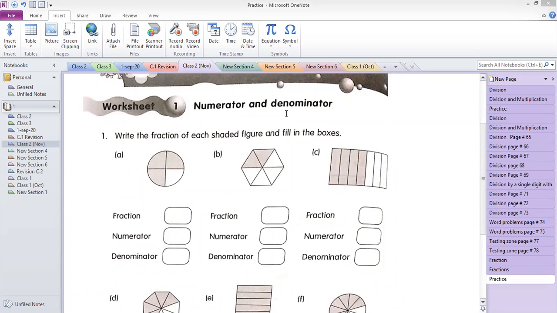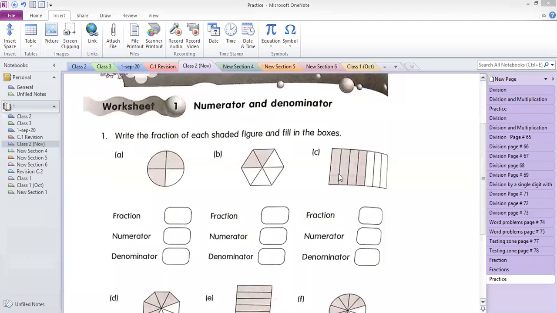Guys, you have to tell me how many total parts are there. The circle is divided into how many parts? So count these parts and tell me how many parts are there? Very good. So there are four equal parts in this circle.